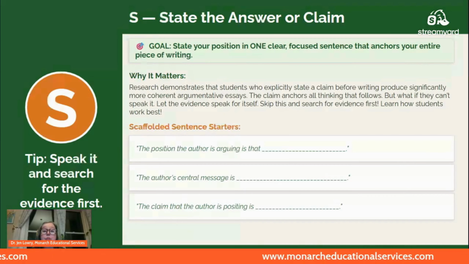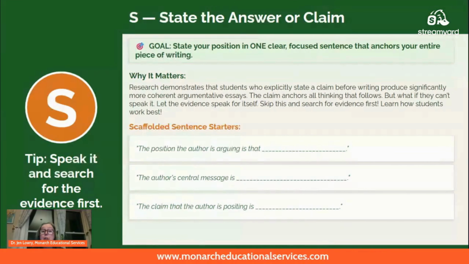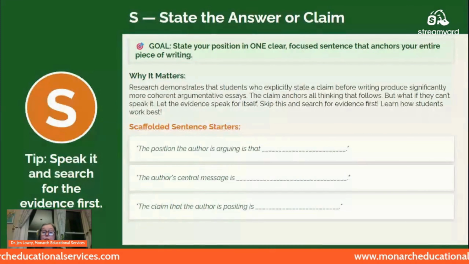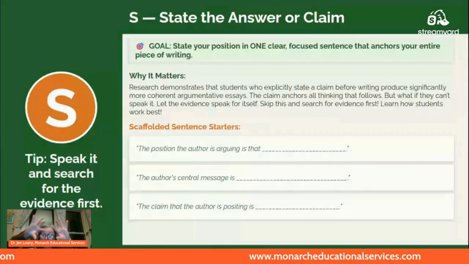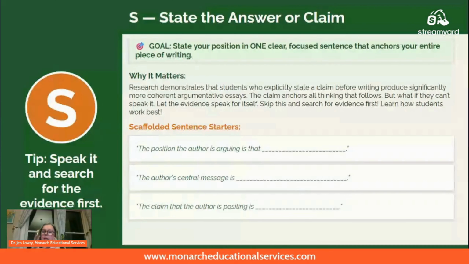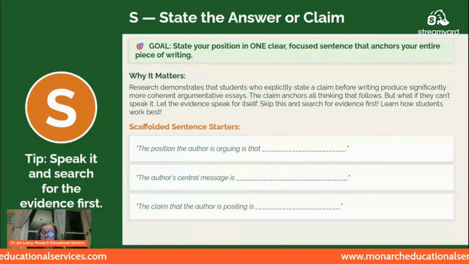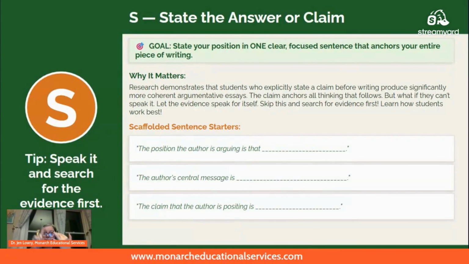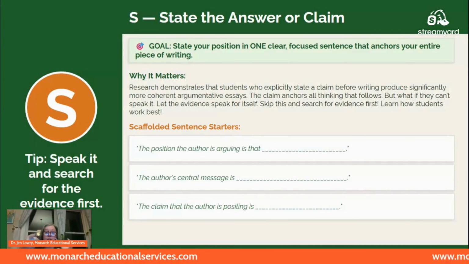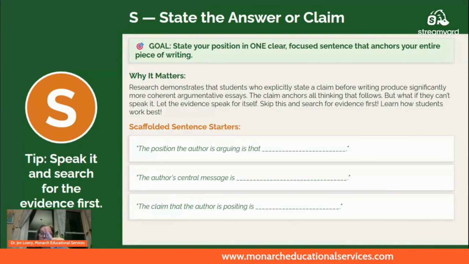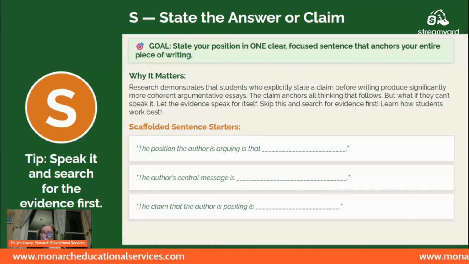I want you to think where this could be a challenge. Have you ever read students' writing that could look like this? Think about how many papers you've read that feel like a student just started writing and figured out their argument somewhere in the middle. I've seen that. The S is going to solve that. It's going to eliminate it. So you have to know what you believe before you begin to prove it, or you have to know how the author's proven it before you can even state the answer. So one sentence, that's the whole job of that S step. It anchors everything that comes after it, okay?